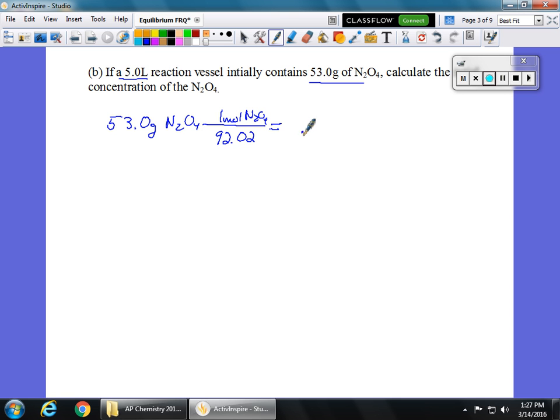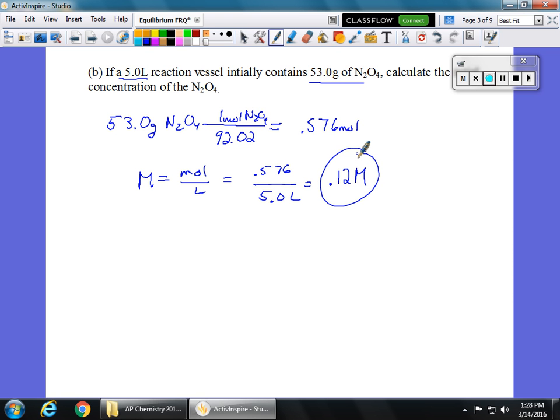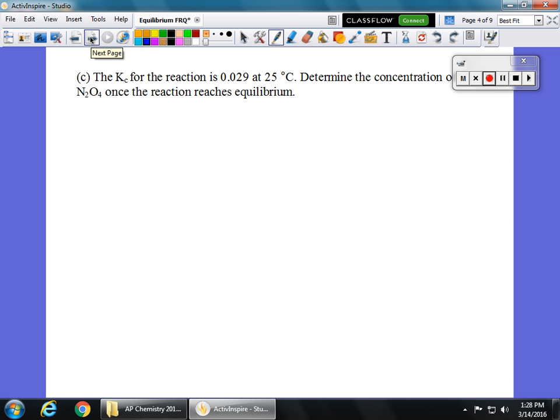That's going to give you 0.576 moles of the N2O4. We need a molarity. Molarity is moles per liter. So we have 0.576 moles, and we are told that it is a 5.0 liter container, which is going to leave us with, to two significant figures, 1.2 molar solution. And I would say in an AP free response question, that'd probably be 1 point for that part. Part C is the really difficult part.